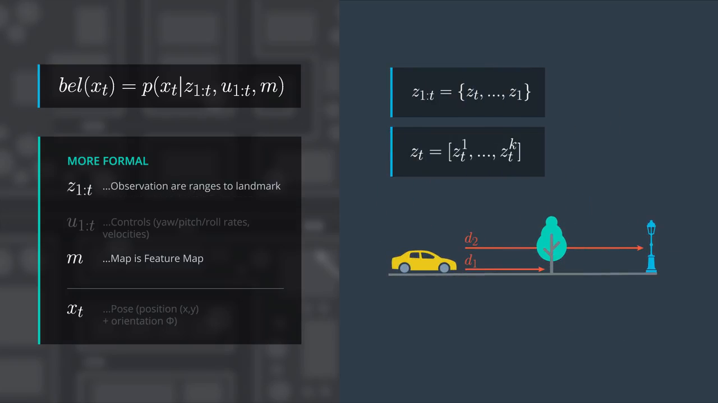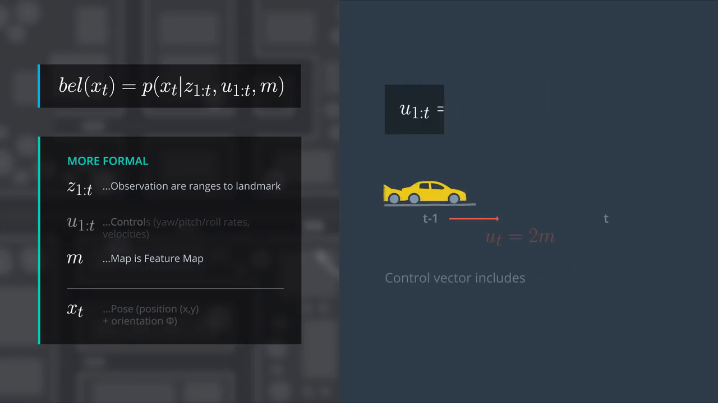For the observation, we state that the car measures the nearest k seen static objects in driving direction. So we assume that the car can detect the distances to street lamps and trees. This results in an observation list, which includes for each time step t a vector of distances z_t^1 to z_t^k. It is possible that we detect multiple trees or street lamps at a time step t, or detect nothing at all.